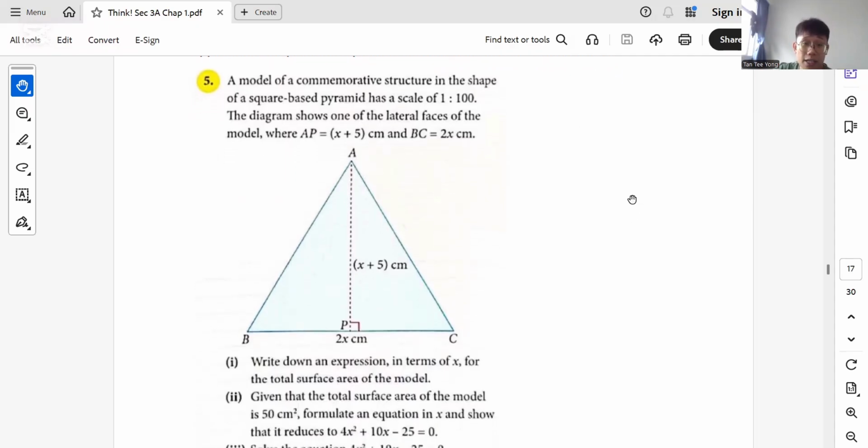Okay, let's go through question 5. They say a model of a commemorative structure in the shape of a square-based pyramid has a scale of 1 to 100. The diagram shows one of the lateral faces. So first thing first, what is a lateral face of the model? Basically they are just showing you one standing face of the pyramid. So if I were to draw it out, I'll try my best to draw.